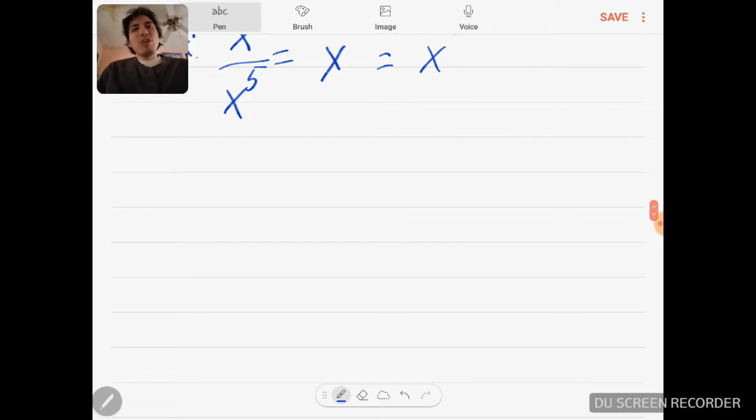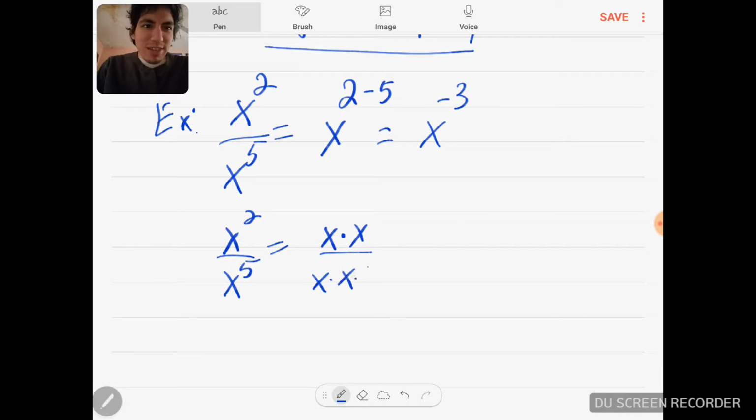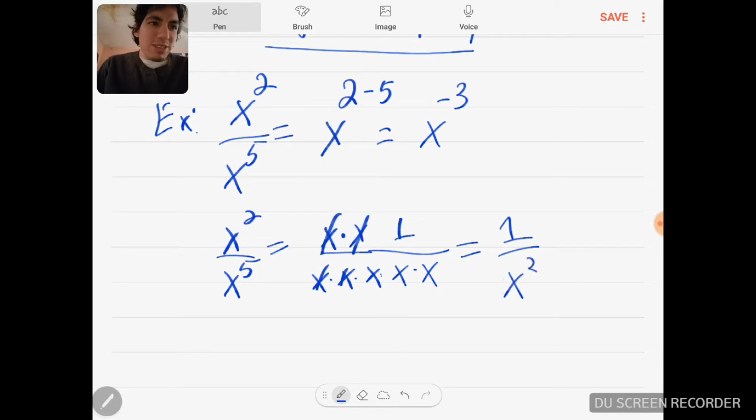So let's write it out the long way first. The long way meaning x to the second over x to the fifth. I get x times x over x times x times x times x times x. Then I start canceling out the x's, and I'm left with 1 on top. So 1 over x to the third.